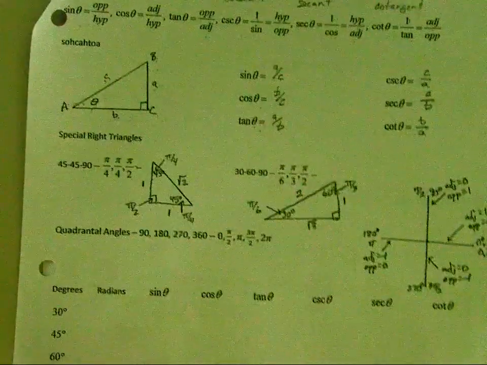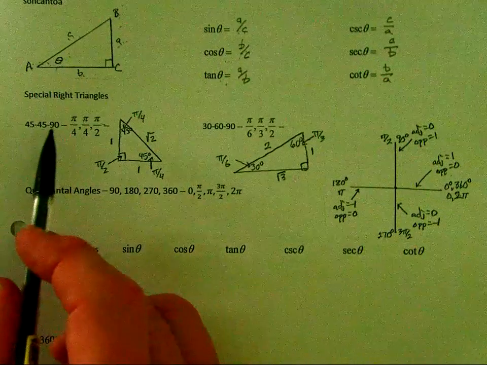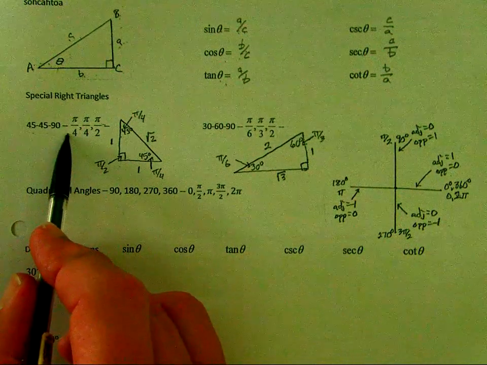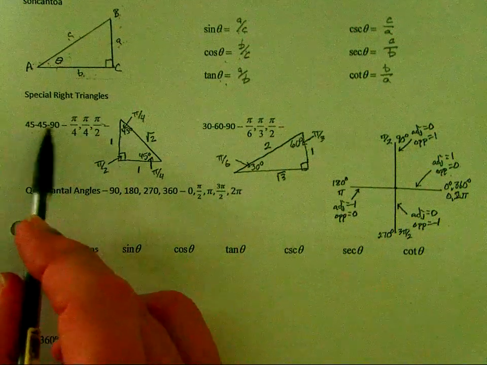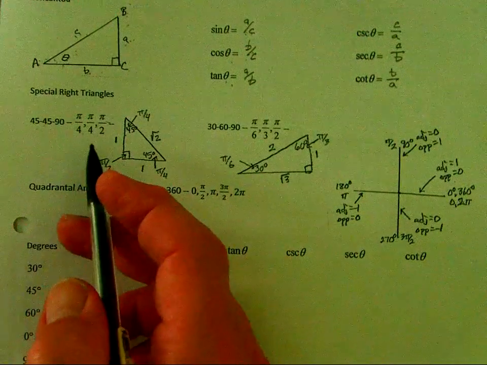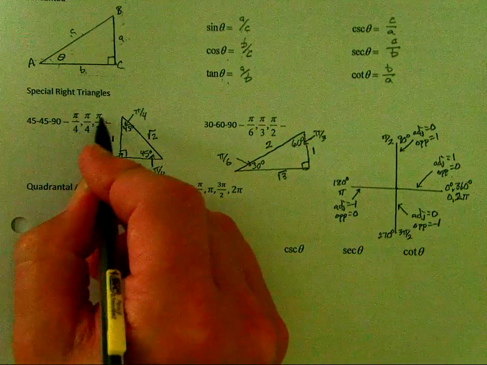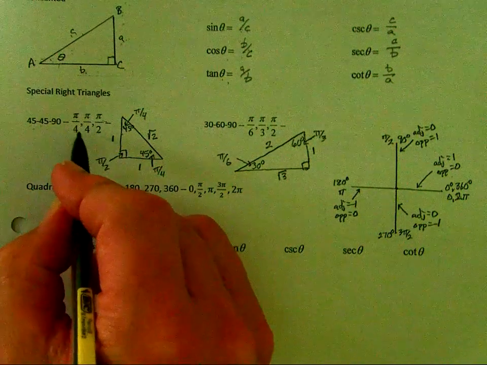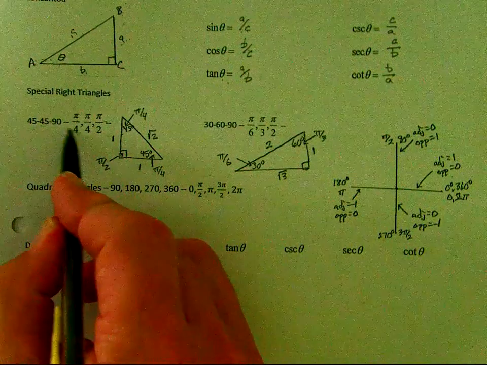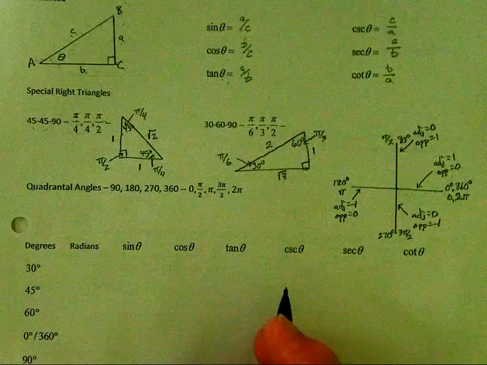Now we're going to put in the special right triangles. Now we talked the other day on that boot camp thing about how we have a 45, 45, 90 triangle. Now if that's in radians, 45 is the same as pi over 4, because if you remember, pi is the same as 180. So if I put a pi up here, 180 divided by 4 is 45. 180 divided by 2 is 90. So this is a 45, 45, 90. So when you see pi over 4, you think 45. When you see pi over 2, you think 90.